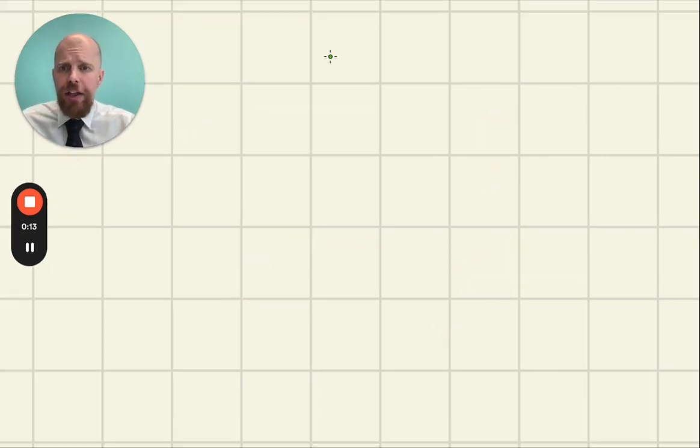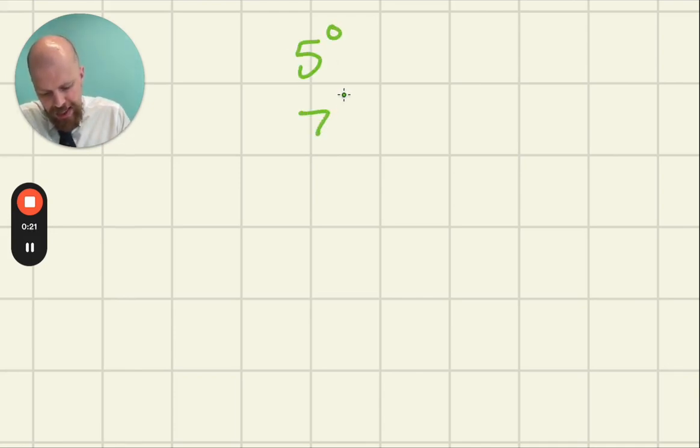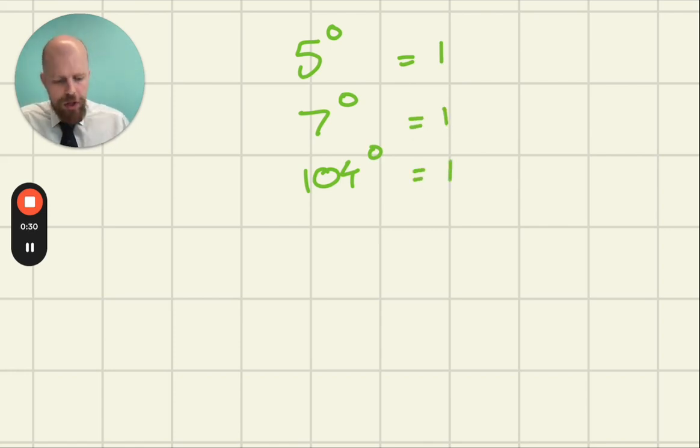Let's now have a look at the fourth rule. The fourth rule is when we are raising a number to the power 0. 5 to the power 0, 7 to the power 0, 104 to the power 0. Any of these equal 1. So the rule is that a to the power 0 equals 1.